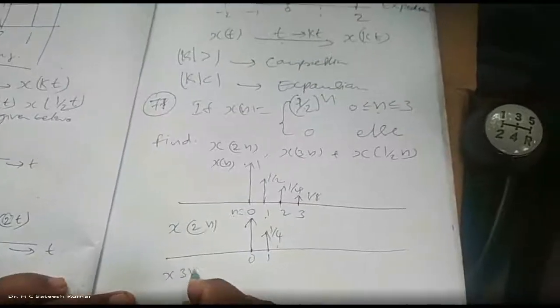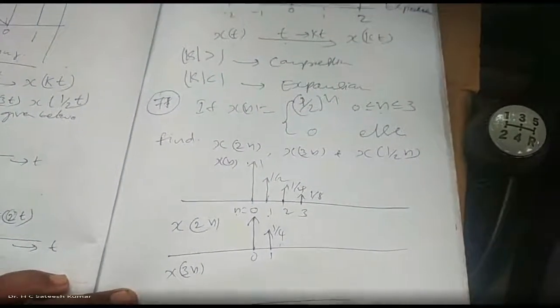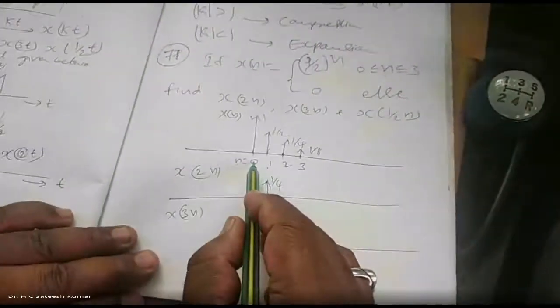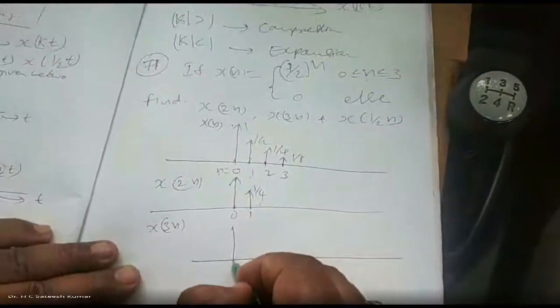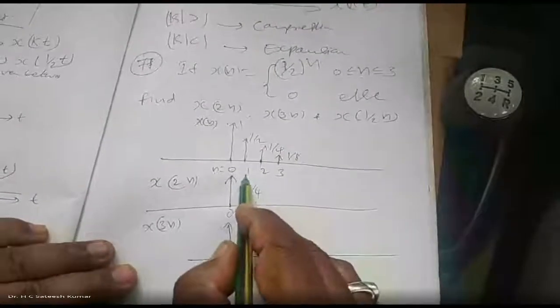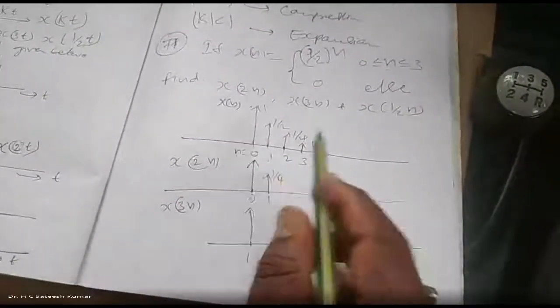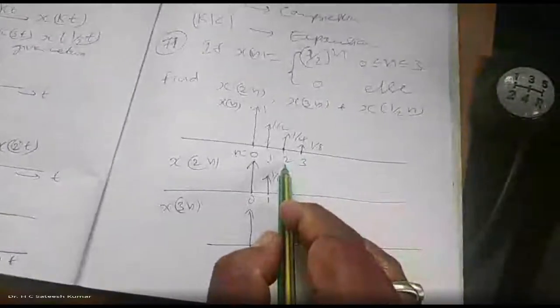X of 3n. X of 3n is equal to 0. Therefore, n is equal to 0. At 0, its value is 1. 3n is equal to 1. Therefore, n is equal to 1 by 3. And 1 by 3 doesn't exist. That element is eliminated. 3n is equal to 2.